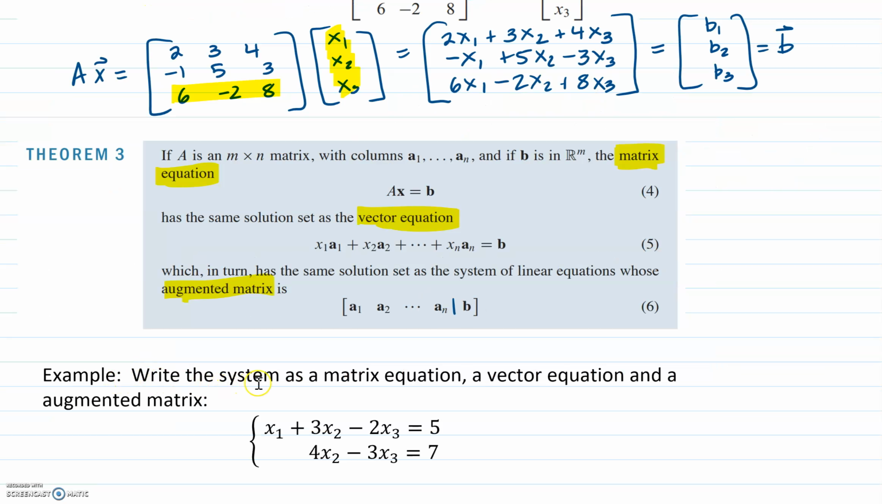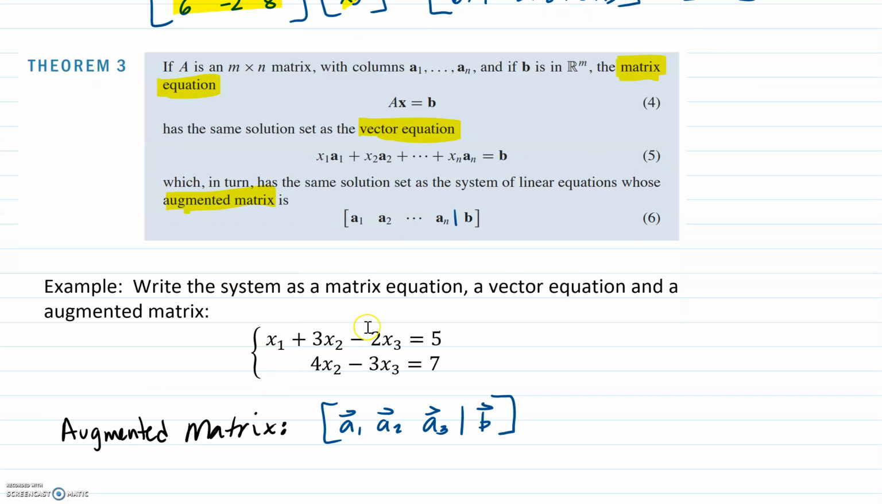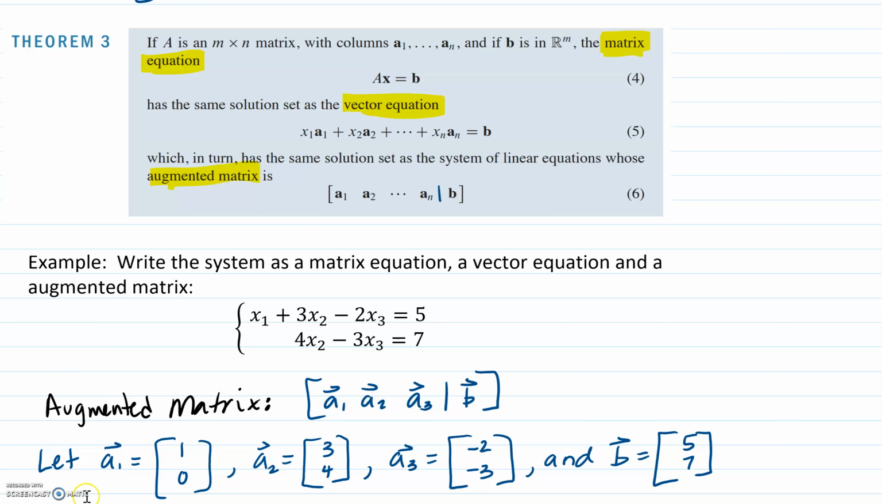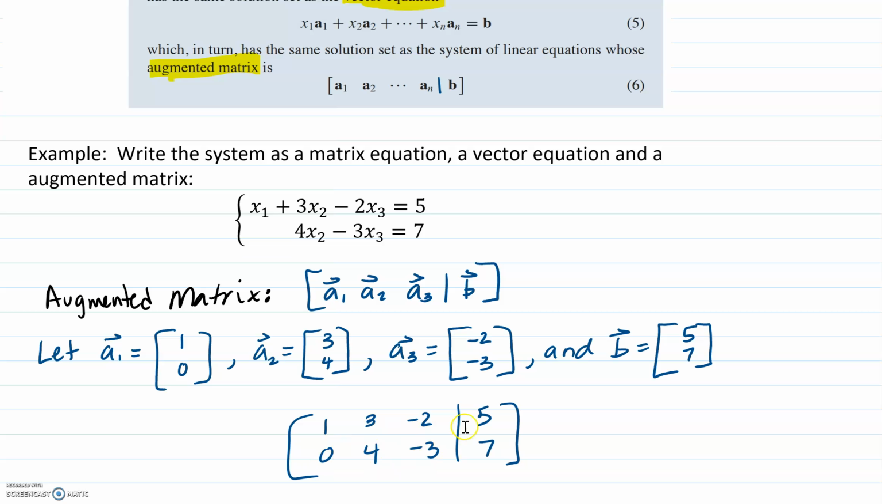Let's just practice writing the system as a matrix equation, a vector equation, and an augmented matrix. Let's start with the augmented matrix. Since we have three variables, we're going to have three columns here, A1, A2, A3, and B. So let's let A1 be 1, 0, A2 be 3, 4, A3 is -2, -3, and B is 5, 7. So our augmented matrix, we know, is A1, A2, A3, and B. So 1, 0, 3, 4, -2, -3, and 5, 7. We did that in our first couple of sections.